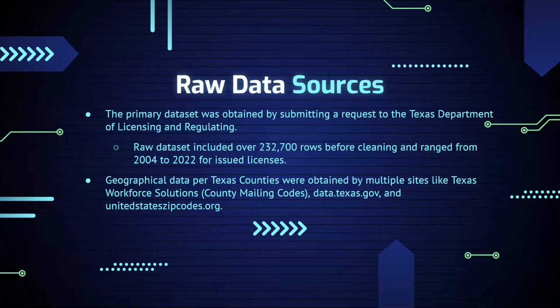But the county codes in the raw data set were strictly mailing codes. So there's a difference between the regular county codes and the county mailing codes. So I had to figure out a way to get the data joined together. So one source was Texas Workforce Solutions, and then data.texas.gov and United States zipcodes.org.